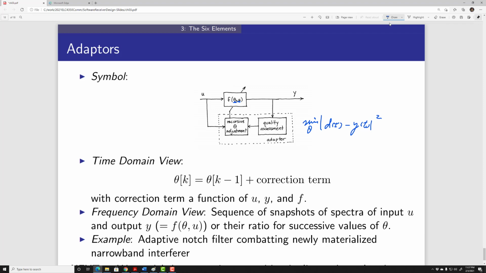Some other examples, for instance, an adaptive notch filter combating a newly materialized narrowband interferer. What it says is, if I observe some narrowband interference, I want to make my linear filter look like this. I have a notch filter, so it will notch a certain part of my frequency from FA to FB, for instance. And this part exactly maps to the interference range. Therefore, I can remove the interference by tuning this notch filter. And there are many other very interesting examples using adapters. So these are all the 6 elements of a communication system.